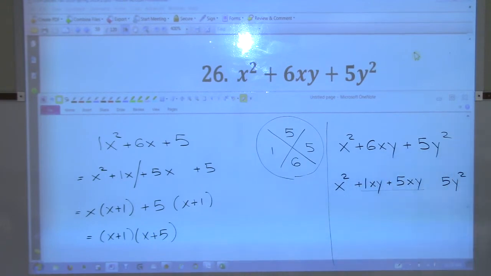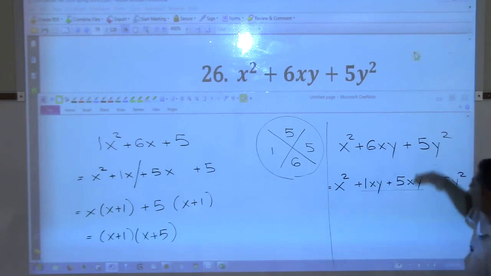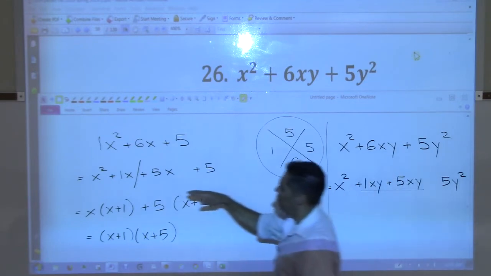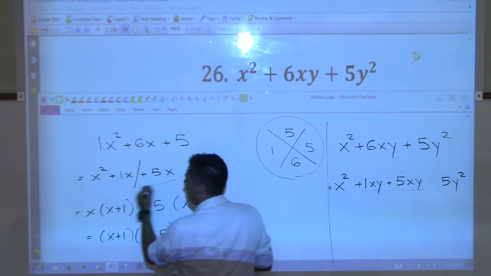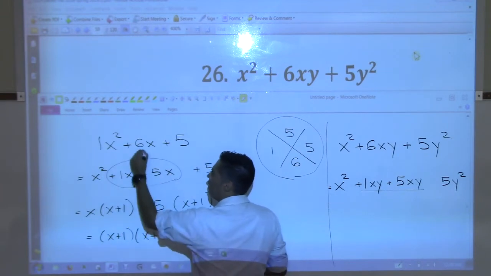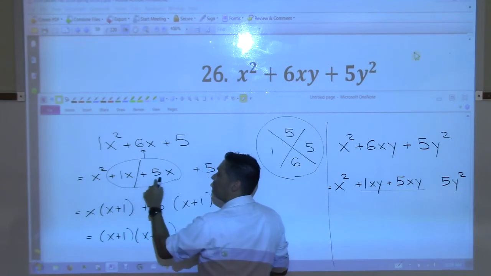Any questions? Y'all seem okay with it? Do they both need xy or just one? They both, because remember, the whole idea here is that we're not changing the problem. What we're doing is we're taking this problem and we're rewriting it. Maybe if you look at this one instead, all we did was leave the x squared alone, leave the 5 alone. The only difference was that we just came up with another way to write 6x, right? We said 6x is also 1x plus 5x.